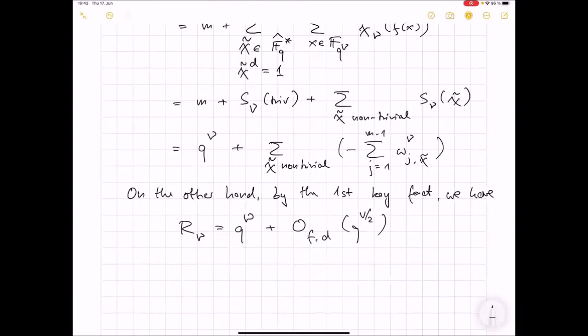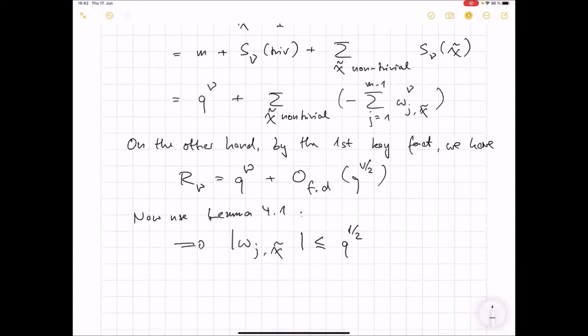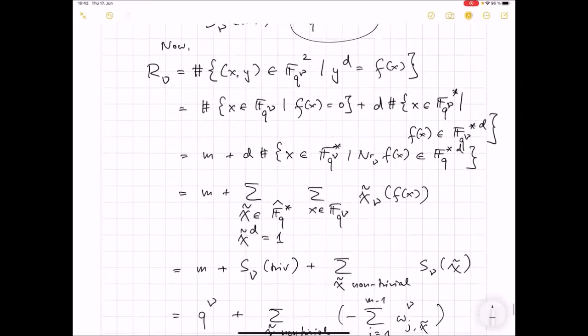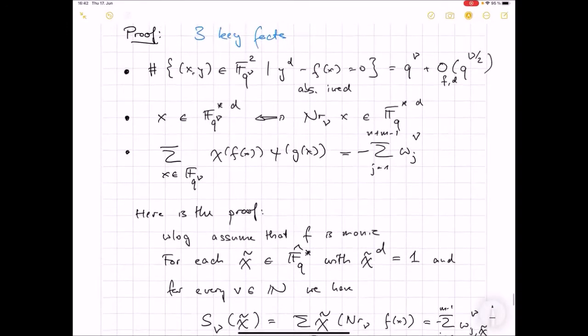And now we use the self-improving estimate. Now use lemma 4.1. And this tells us that each omega_j tilde in absolute value is strictly bounded by q to the 1/2 with implied constant 1. So the counting estimate together with the bootstrapping lemma gives us a bound on the roots. Okay, and that's it. Now we just plug this into the third key fact.